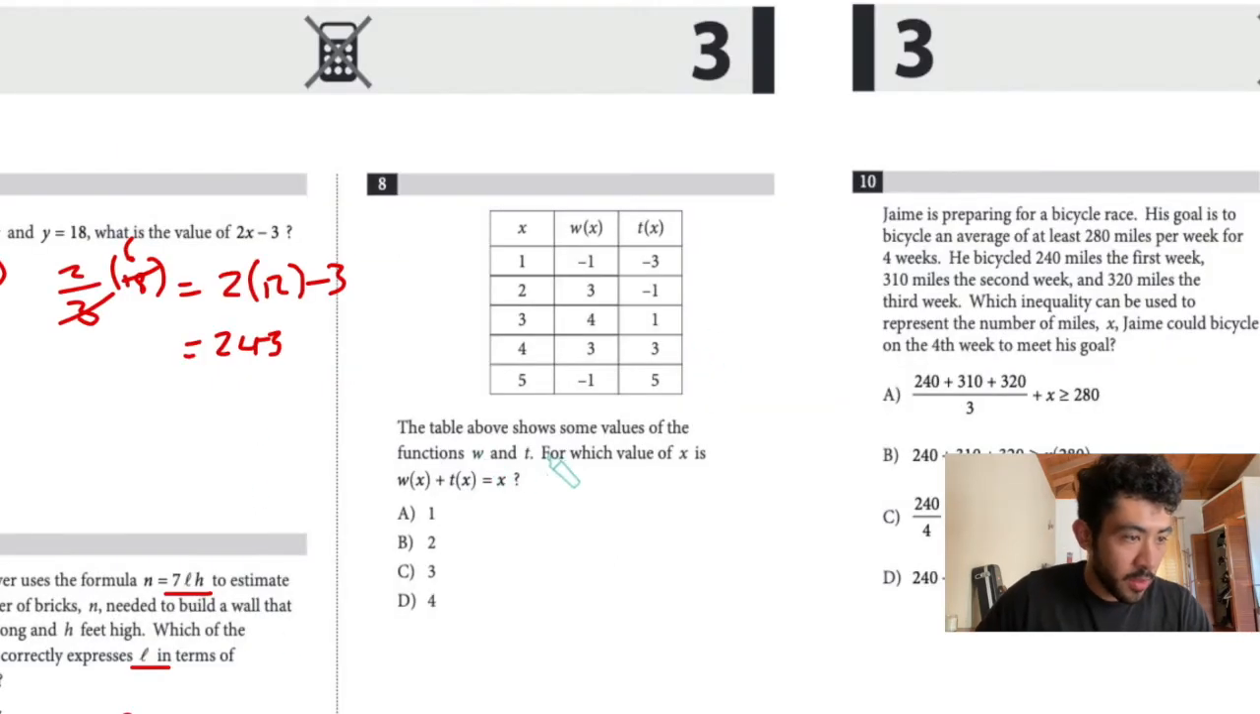Okay. The table shows some values of the functions W and T. Which of the following is the value of X? W of X plus T of X equals X. So we're adding these two columns. Which of them gives us the column over here? 3 plus negative 1 gives us 2. So it should be, for which value of X? X should be 2. Answer should be B.